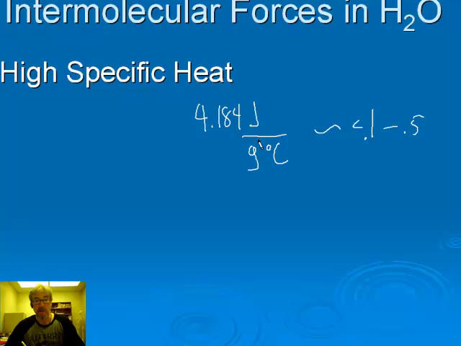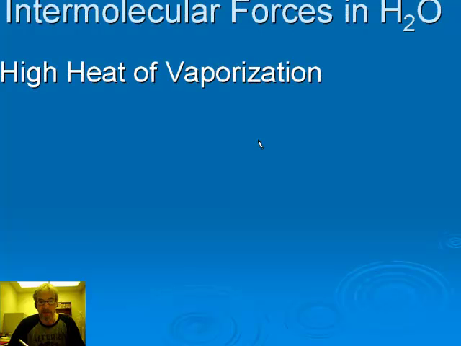It also has a very high heat of vaporization. The heat of vaporization of water is 40.79 kilojoules per mole, which means to vaporize water, a mole of water takes a lot of energy. Compared with other substances, this is pretty big. And that keeps the water from evaporating off of our planet and keeps it here in the liquid form with its high specific heat.